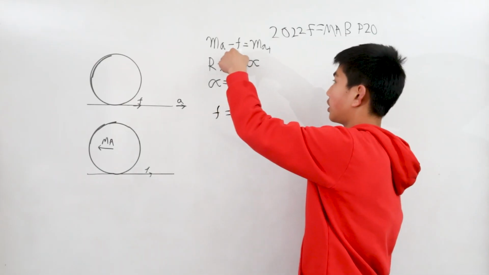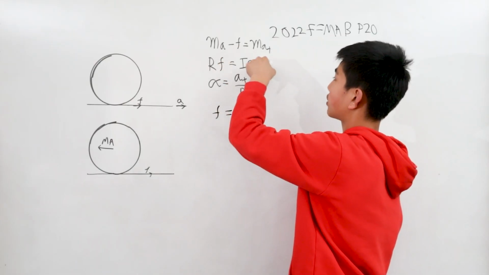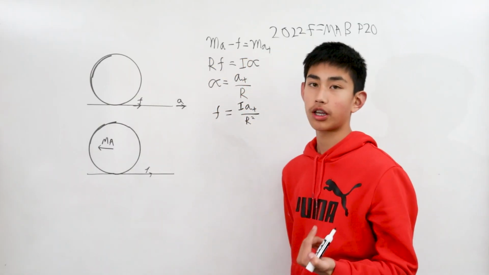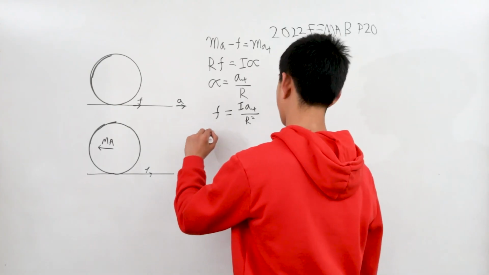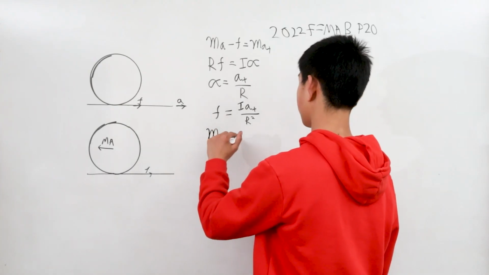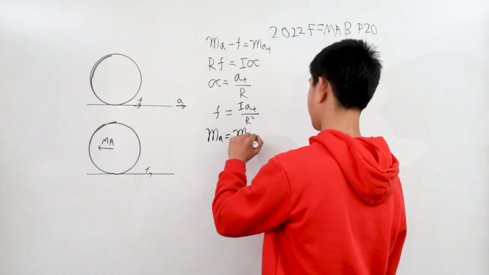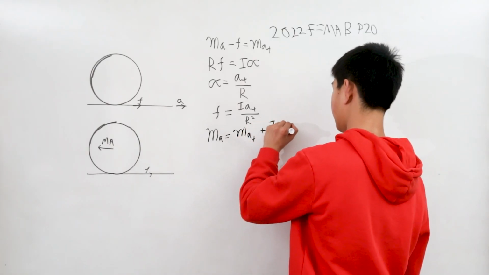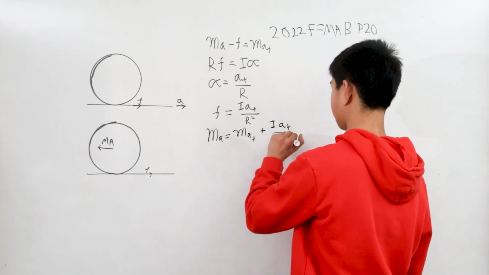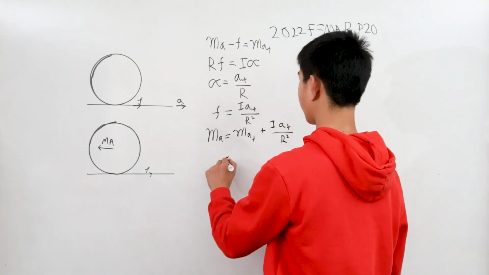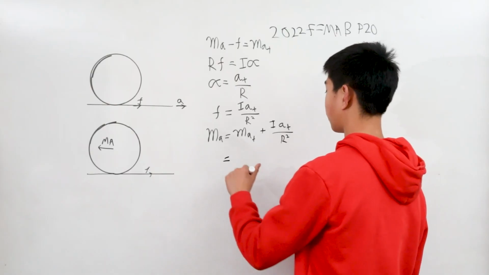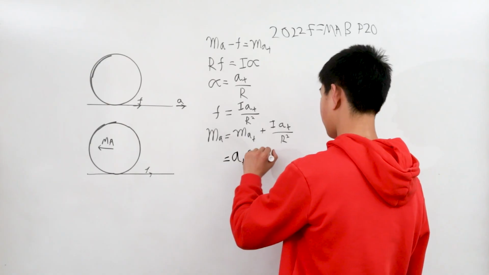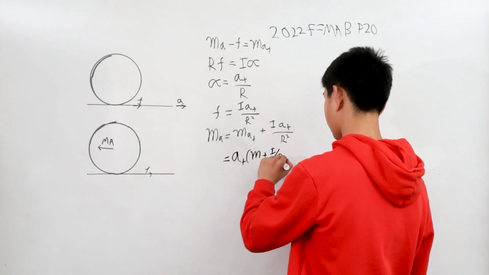Now, from this first equation, you can add f to both sides so that ma is equal to m a sub t plus f, and then plug that f in. So we get that ma is equal to m a sub t plus I a sub t over r squared. Since both of these terms have a factor of a sub t, we can factor that out. This is m plus I over r squared.